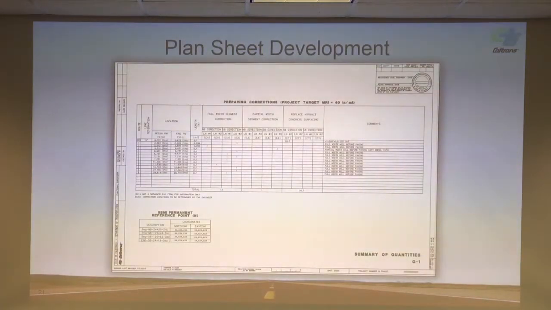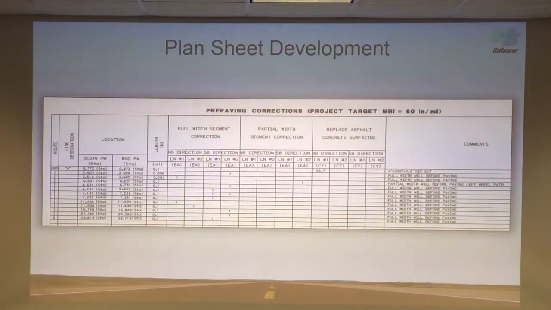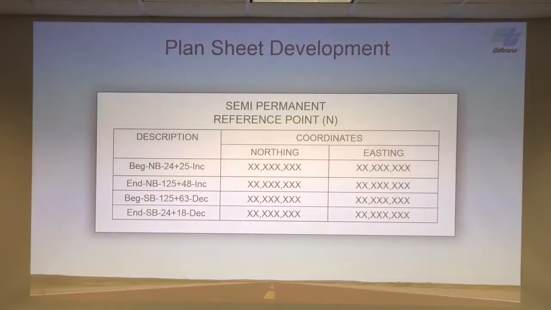So this is a plan sheet. A little bit hard to read from back there. I've got a little bit of a blow up. So if you look here, they would be defining this one has pre-paving corrections, but you can see that the target MRI is a 60 on this job. If you go up here, we've got full width segment corrections. They've got some stationing and some each items in here based on the northbound lane, southbound lane. Partial width segment corrections are shown on this particular plan, and then some replace asphalt concrete surfacing items.